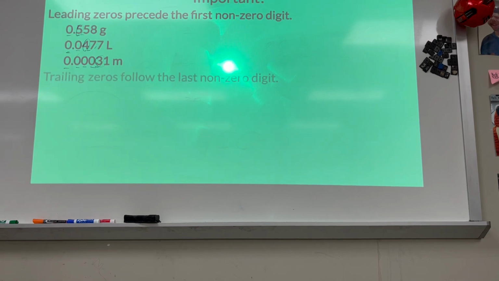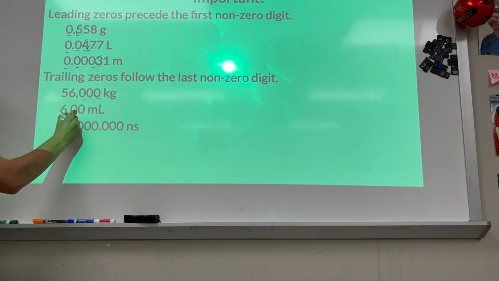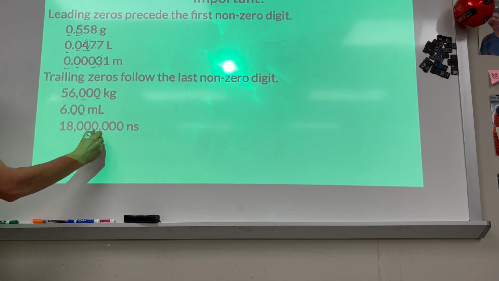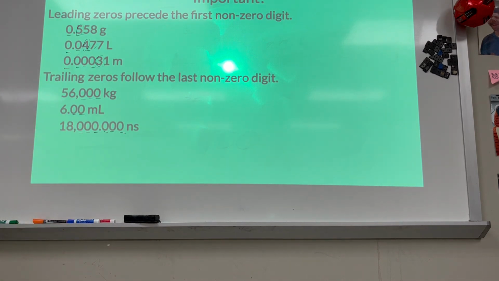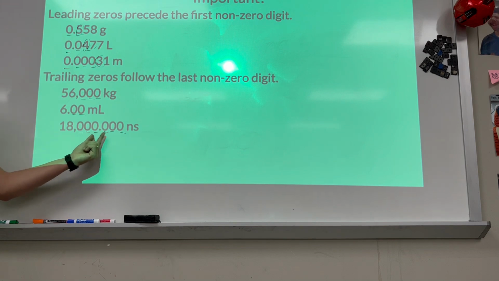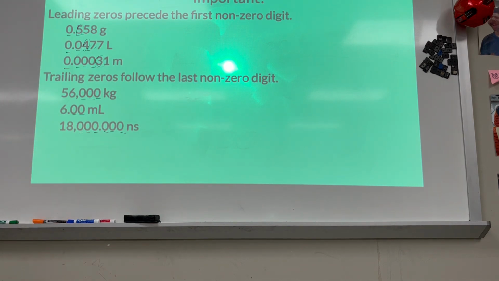Another thing is that trailing zeros go after the last non-zero digit. I don't care where the decimal point is, I care about where the non-zeros are. Trailing, all of those are trailing zeros. Whether they're in front of or behind the decimal point does not matter. What matters is, where's my last non-zero digit?